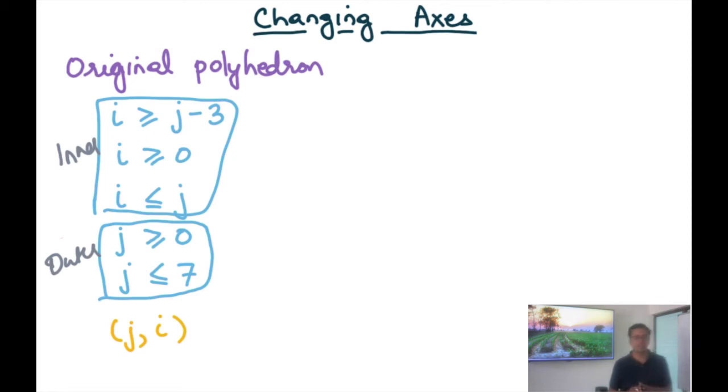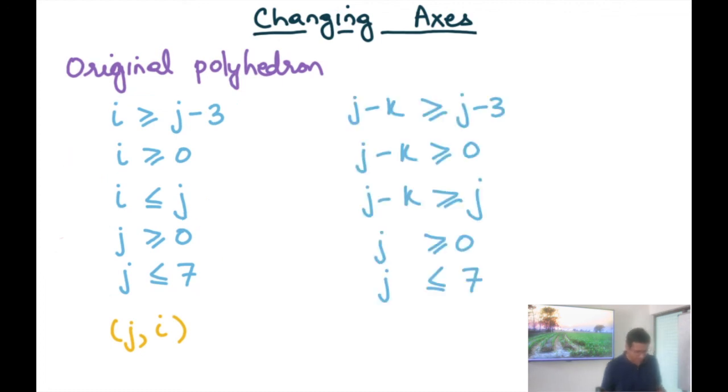Now I want to change the axis to j minus I comma j, or in other words k comma j. And what do I do? I rewrite these inequations to eliminate I, so that I becomes j minus k. So I is greater than or equal to j minus 3 becomes j minus k is greater than or equal to j minus 3. I is greater than or equal to 0 becomes j minus k is greater than or equal to 0, and so on. I is less than or equal to j becomes j minus k is less than or equal to j. And then everything which does not involve I just remains identical: j is greater than or equal to 0 and j is less than or equal to 7.